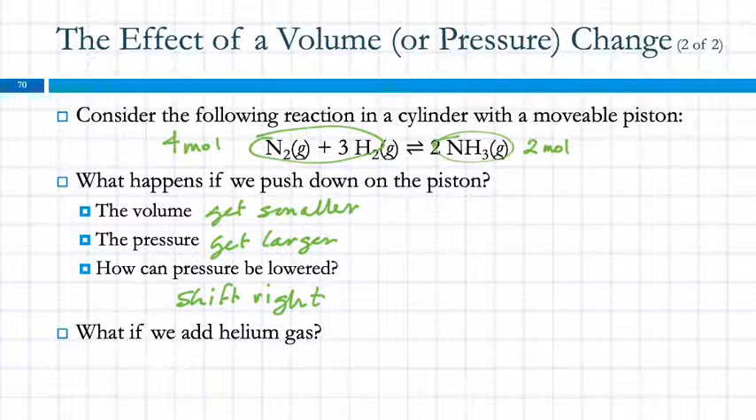What if we added helium gas to this? What would happen? What do you think? It will increase the pressure, the total pressure. What does it do to the partial pressures? It does nothing. Adding some other gas doesn't change the partial pressures of the gases that were already there.